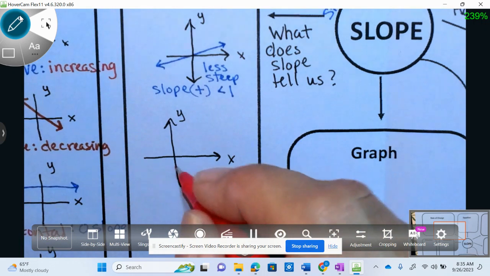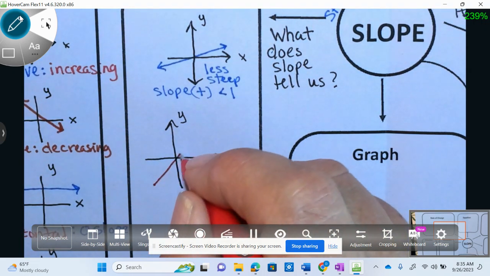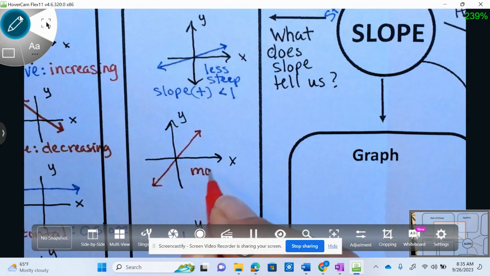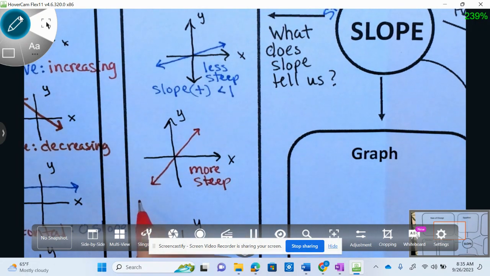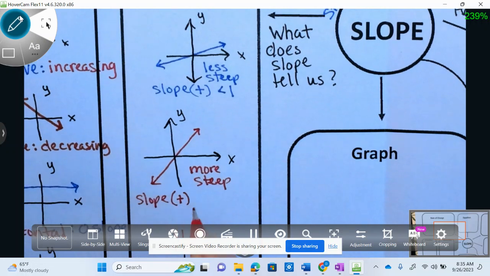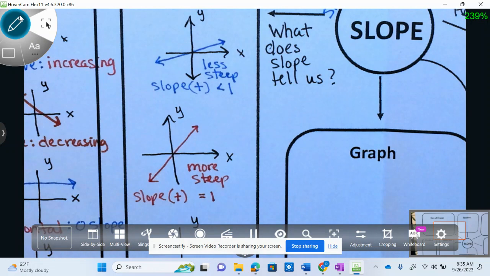Next one that I'm going to do is going to be like maybe this. This is more steep than the one above it. Still has slope that's positive. It's probably pretty much equal to 1. I'd say that's a slope that's equal to 1.